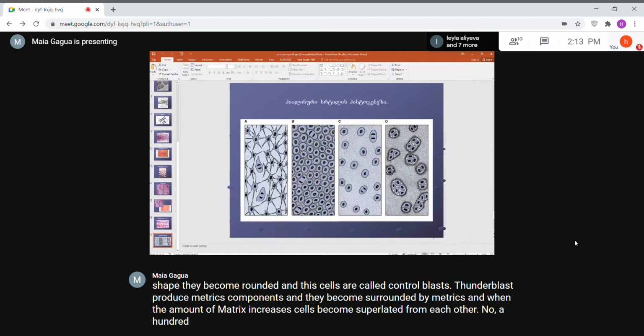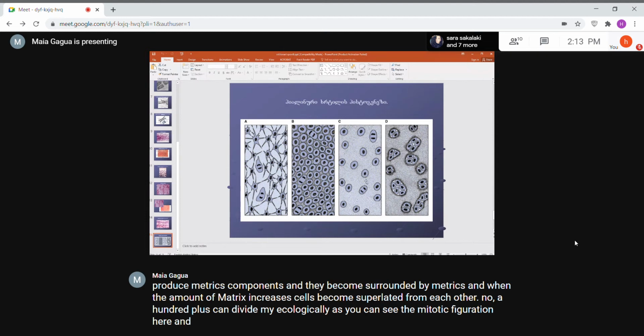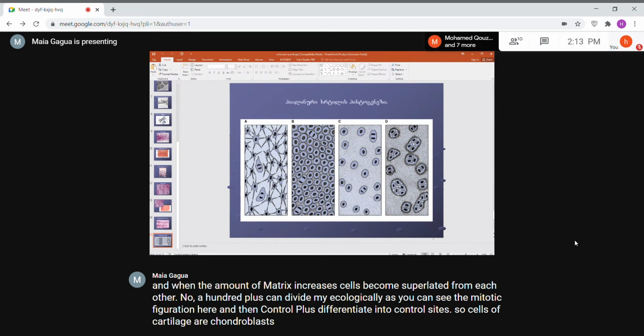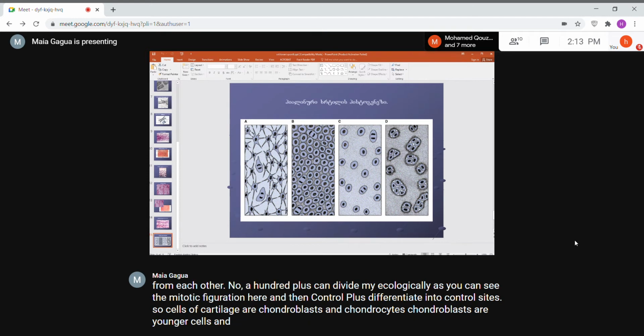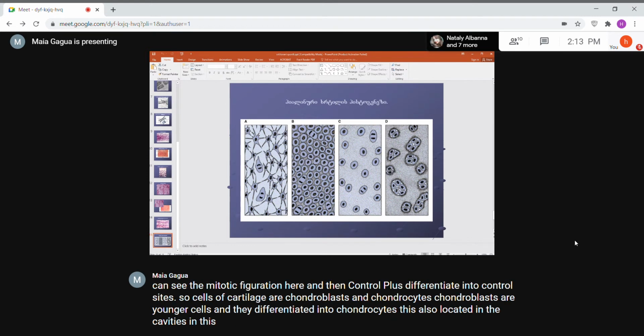Chondroblasts can divide mitotically, as you can see, the mitotic figure is shown here, and then chondroblasts differentiate into chondrocytes. So cells of cartilage are chondroblasts and chondrocytes. Chondroblasts are younger cells and they differentiate into chondrocytes. These cells are located in cavities, and these cavities are called lacunae.